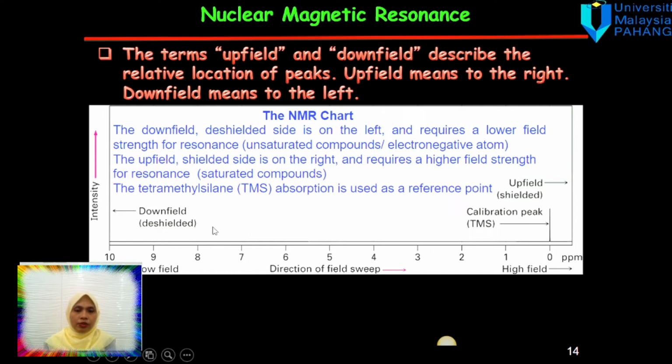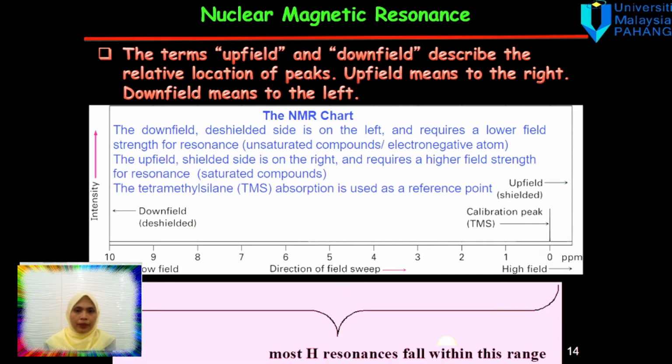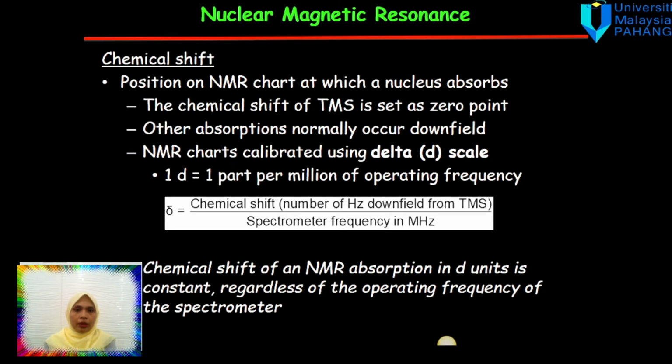Deshielded protons are protons in unsaturated compounds or near to an electronegative atom. What are the terms for chemical shift? Chemical shift is the shift for a certain proton compared to the spectrometer frequency in megahertz. The symbol is delta and the unit is parts per million, when calculated using this formula.